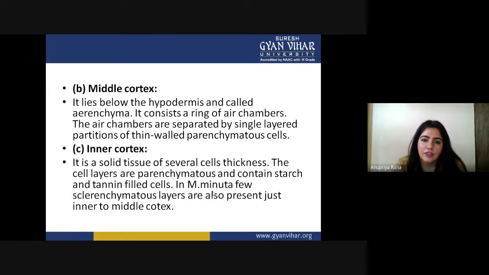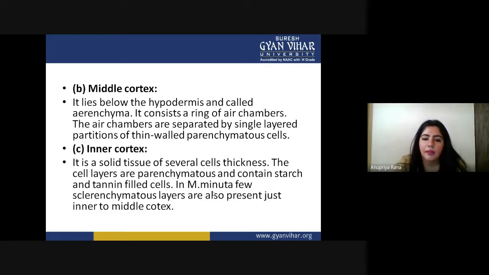So these air chambers are separated by a single-layered partition of thin-walled parenchymatous cells. Inner cortex is solid tissue of several cells' thickness, and these cells are parenchymatous, containing large, tannin-filled cells. So after the parenchyma chamber, we have the inner cortex, and the cells of the inner cortex are filled with starch and tannins, because they are the storing part of the plant.